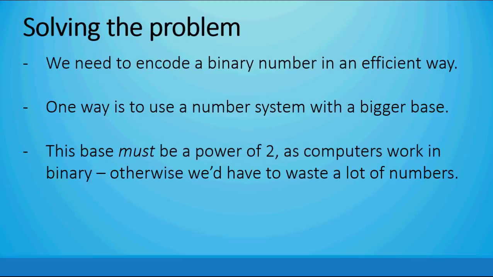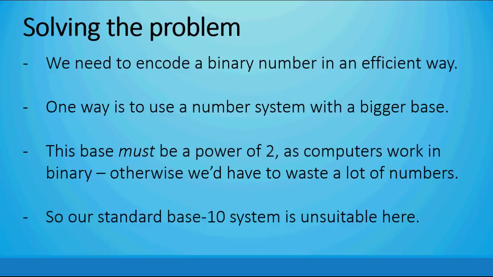So, because computers work in binary, otherwise we'd waste numbers. If we worked in base 10, say, our first 8 choices would be fine, those would be 3 binary digits. Then when we get to the 9th, we'd need 1001 for 9 and 1010 for 10. But then we waste all the other combinations with the 1 as the first digit. So it's just not a very efficient system, base 10, for encoding binary numbers. So we can't use it.